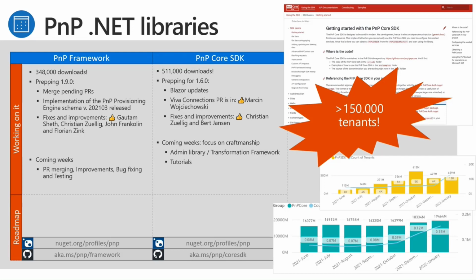Now, part of the growth comes from the developer tenants. So you know that you can instantly get a developer tenant. And those developer tenants, they tap into PNP Core libraries for doing part of their work, part of the provisioning jobs. So that explains the high jump, I would say. But it's just a massive, massive number to see.